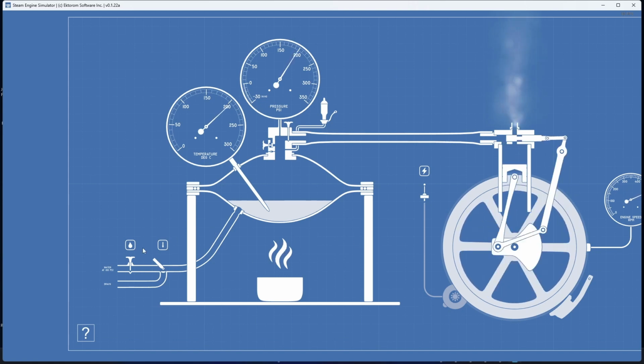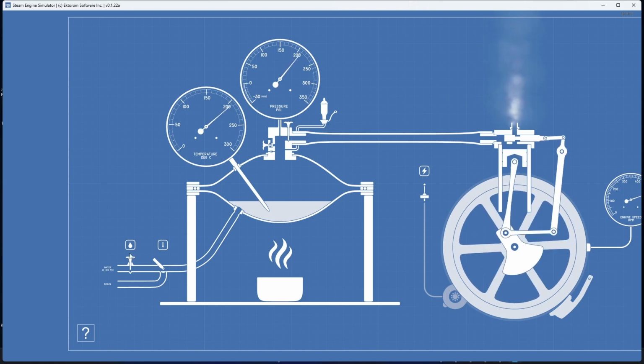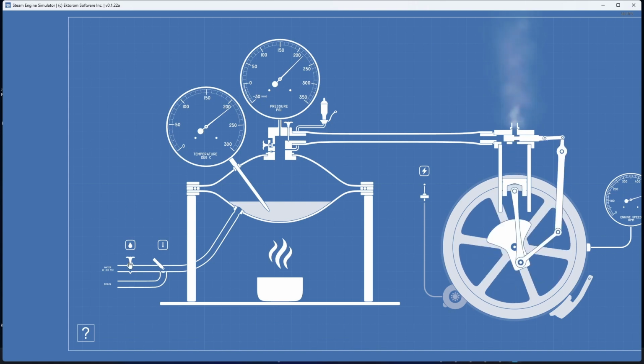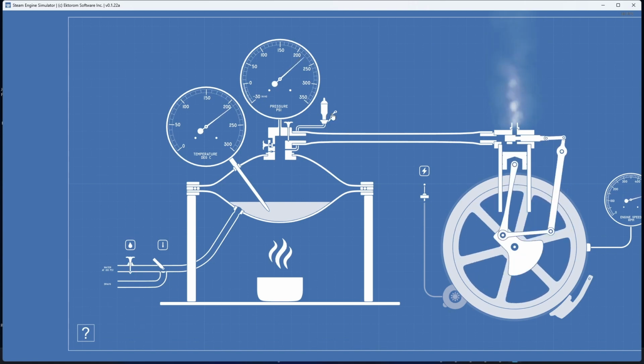So, add a bit more water. A lot more water. To actually stop this thing.